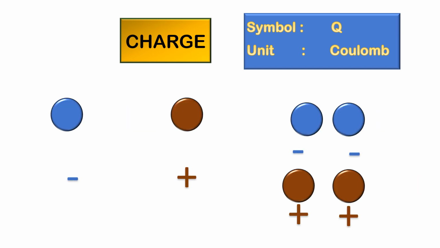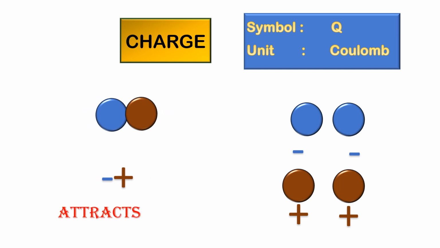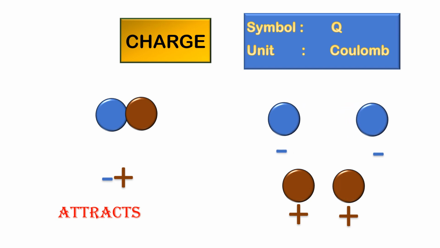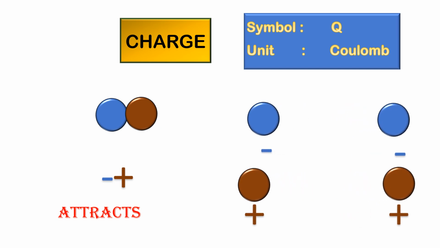Okay, so what we understood, two opposite kinds of charges, that is negative charge and positive charge, come towards each other, that is they attract each other. Two similar kinds of charges like negative charge and negative charge or positive charge and positive charge run away from each other. That means they repel each other.